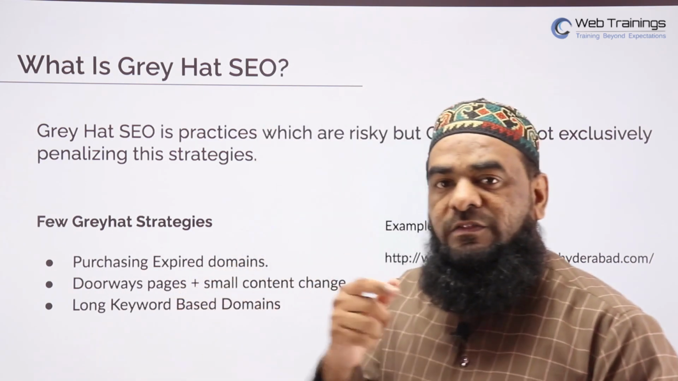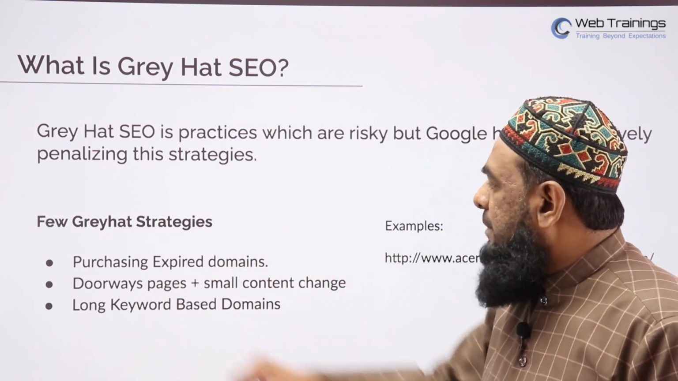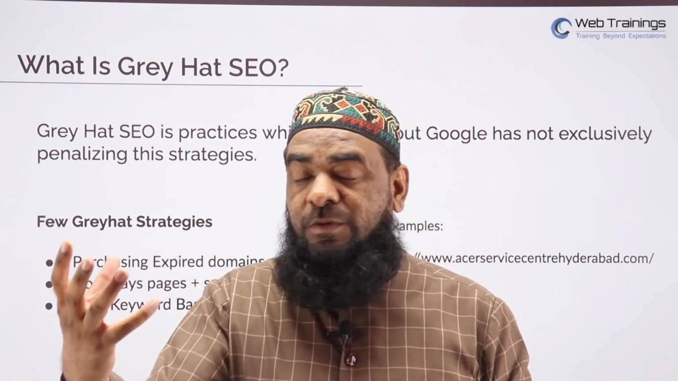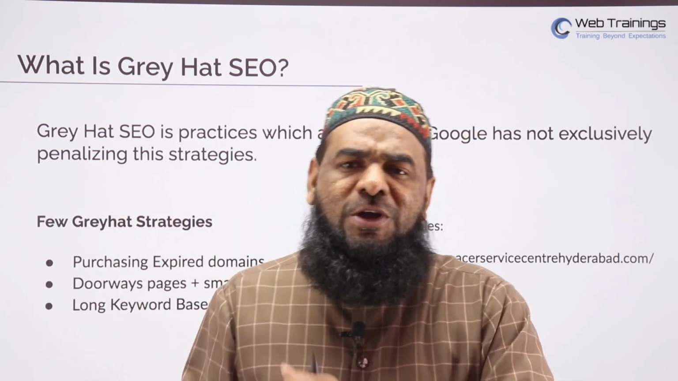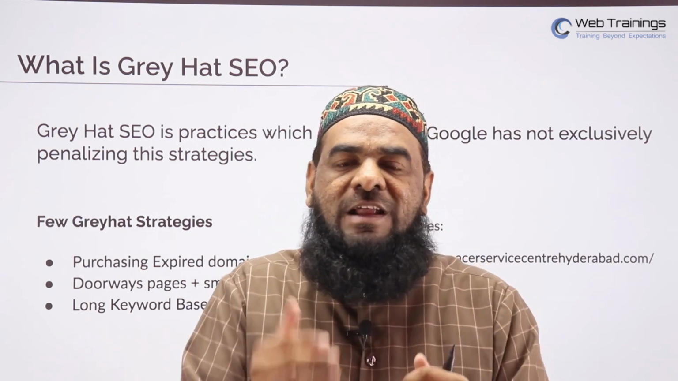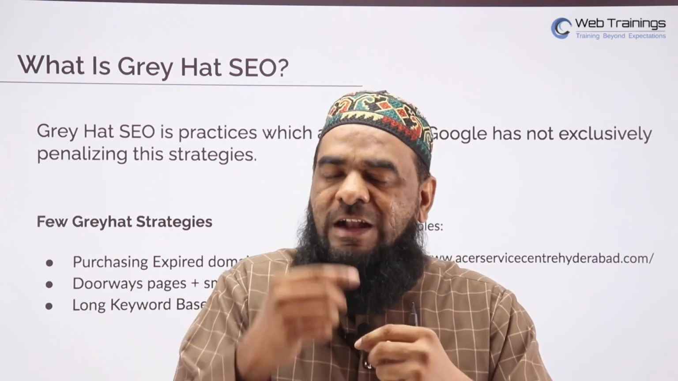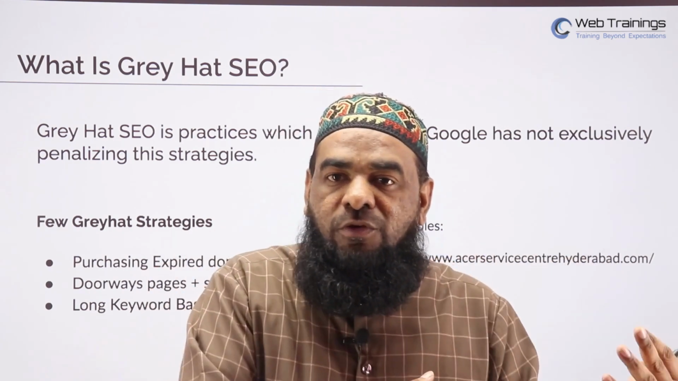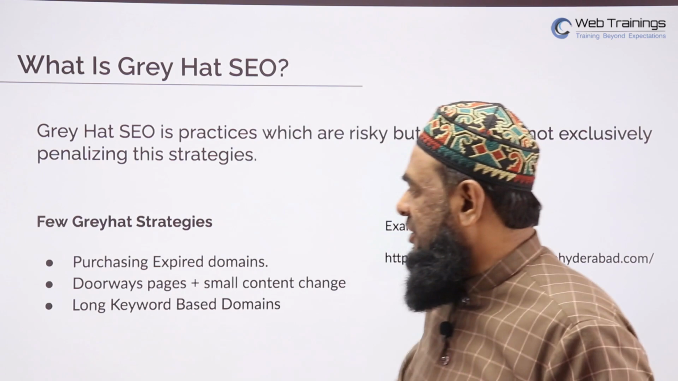Some examples of grey hat strategies: purchasing expired domains. Some people do this trick. They buy expired domains because they have some PR, some value. Immediately they ship the content and they rank. But Google is slowly working on that factor also. They are now checking the past content and present content before they rank. So that is one kind of grey hat strategy.